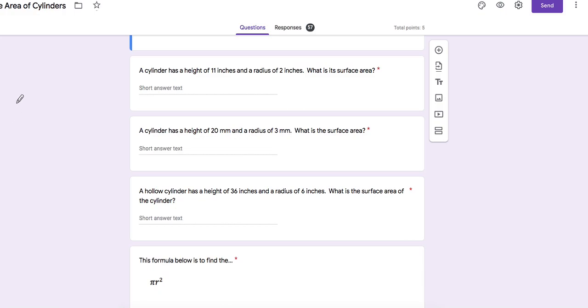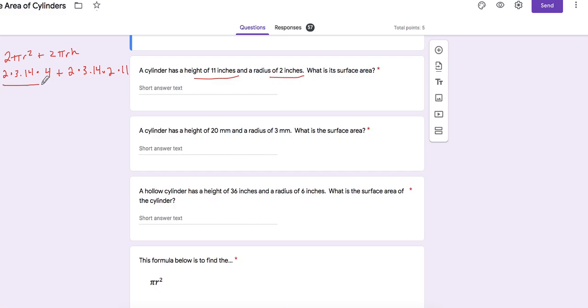All right. For the first one here, number one, a cylinder has a height of... so we're doing surface area. The formula is 2 pi r squared plus 2 pi r h. So we fill in what we know. We know the height of 11 and we know the radius of 2. So our formula is going to look like this: 2 times 3.14 times the radius squared, which is 4, plus 2 times 3.14 times the radius of 2 times the height of 11.